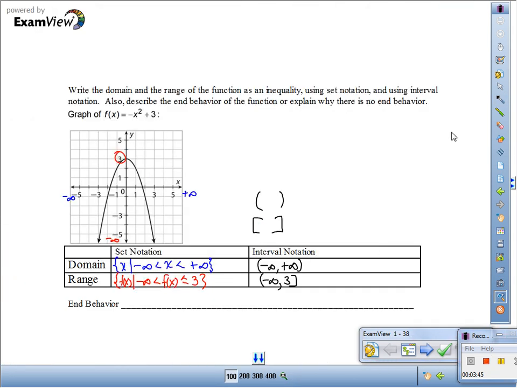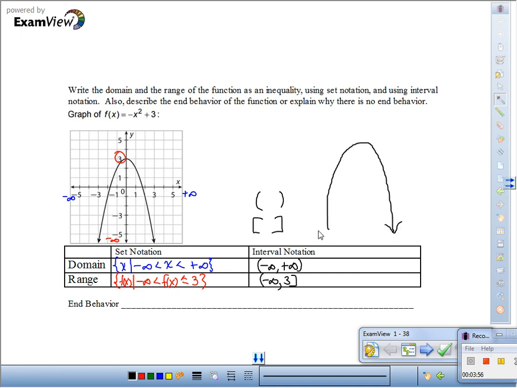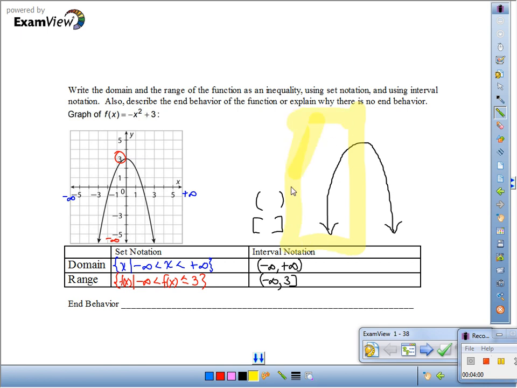All right, let's do end behavior. So end behavior, they're talking about the graph itself. So let me show you the graph without all the background. The graph looks like this. It has one end, which is this one, and it has another end, which is this one. And notice both of them are pointing downward. Does everybody understand that?